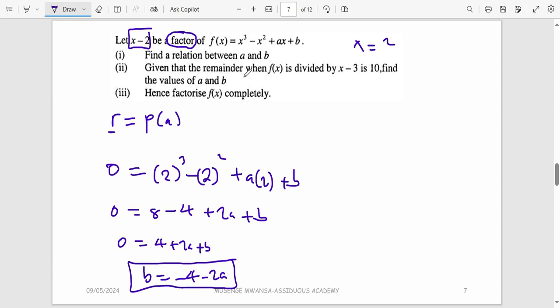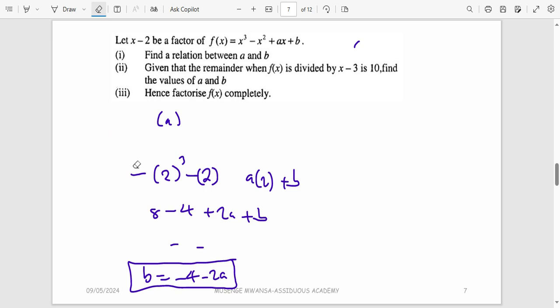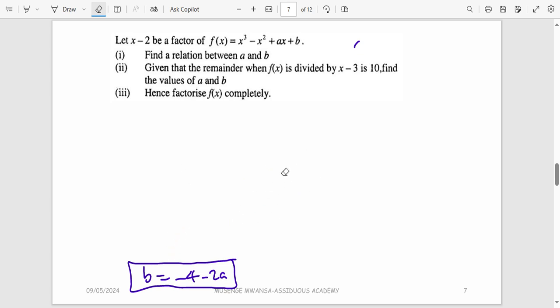And then the next one is: given that the remainder when f of x is divided by x minus 3 is 10, find the values of a and b. Don't remove this relationship down because it's going to be used to find the values. But we just want to write another equation so that we have two equations and then be able to solve. They have said that when we divide the same function by x minus 3, the remainder is 10. So again, we'll say remainder is polynomial of x. But where there is remainder, we are putting 10. And that is equal to the function.